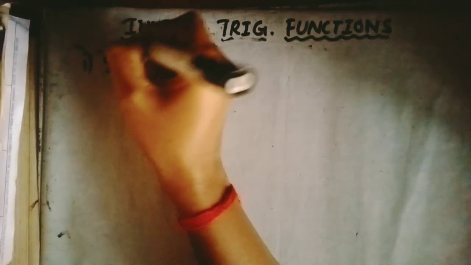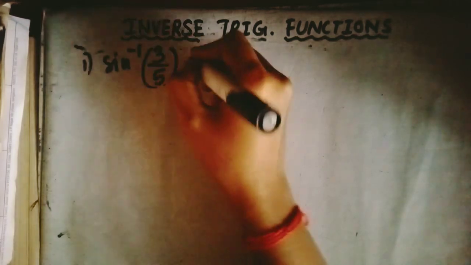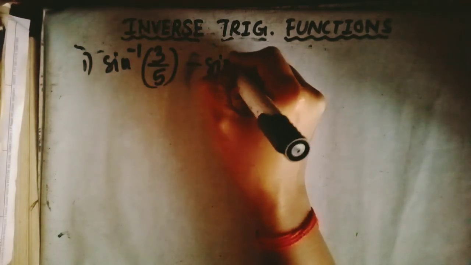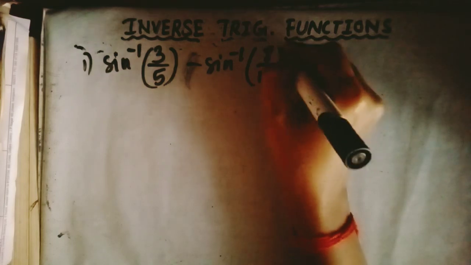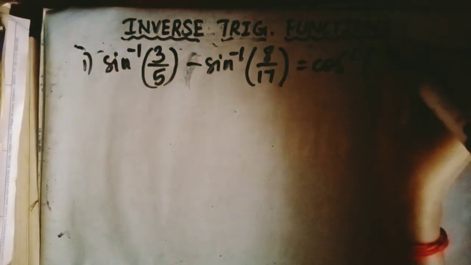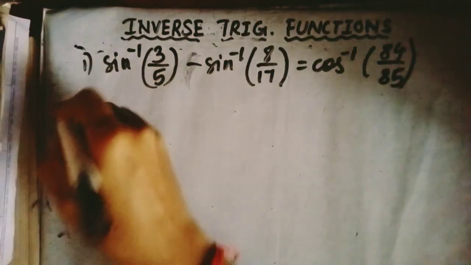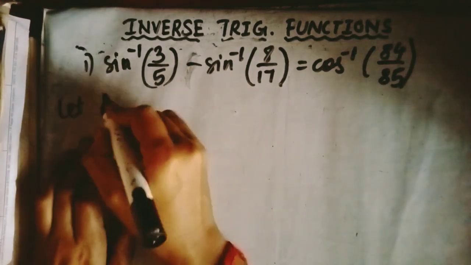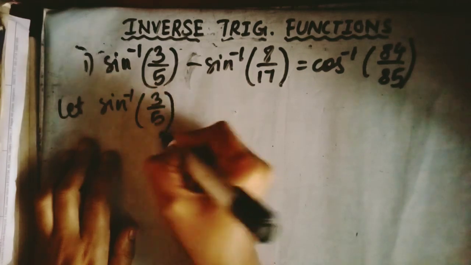Sine inverse of 3 by 5 plus sine inverse of 8 upon 17 equal to cos inverse 84 upon 85. This we have to show. Okay, so you have to start by taking the sine inverse 3 upon 5 as x.